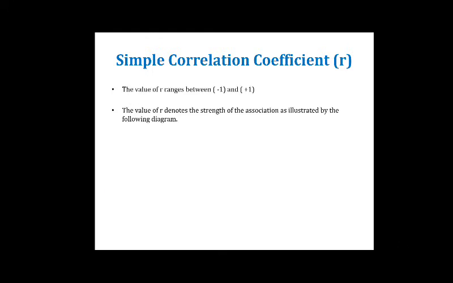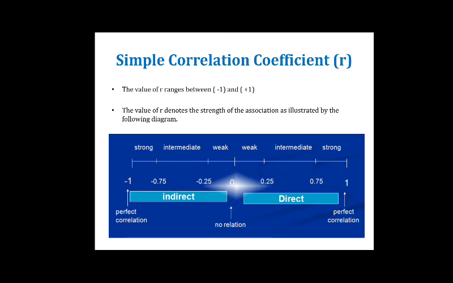Then what about the value? The value lies between -1 and +1. Whatever answer we find at the end should be between -1 and +1. Here you can see the values -1 and +1. So the value of r denotes the strength. It tells us whether the association is strong or weak. This diagram will show exactly what strong, weak and intermediate mean.